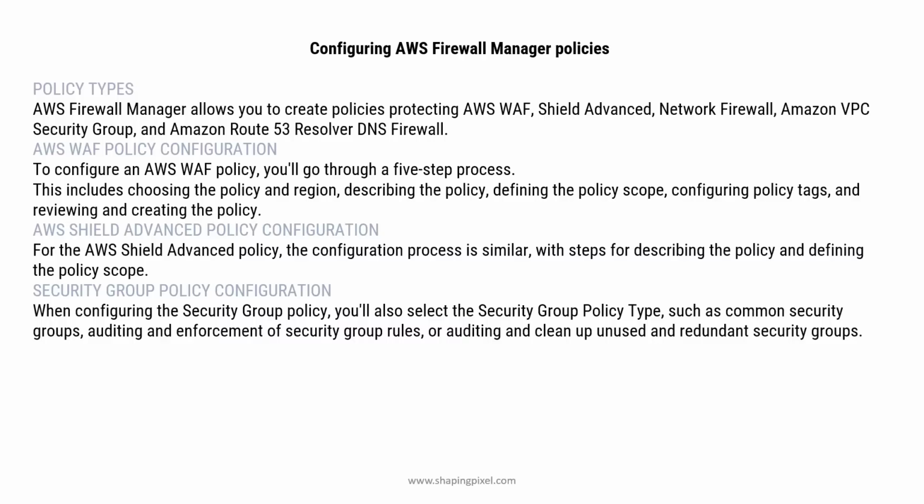To configure an AWS WAF policy, you will go through a 5-step process. These include choosing the policy and region, describing the policy, defining the policy scope, configuring policy tags, and reviewing and creating the policy. For the AWS Shield Advanced policy, the configuration process is simpler, with steps for describing the policy and defining the policy scope.